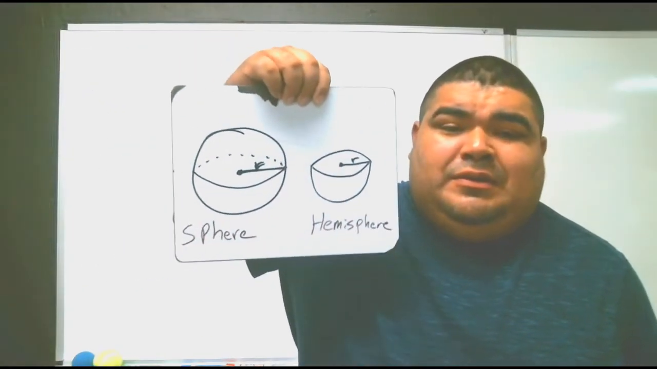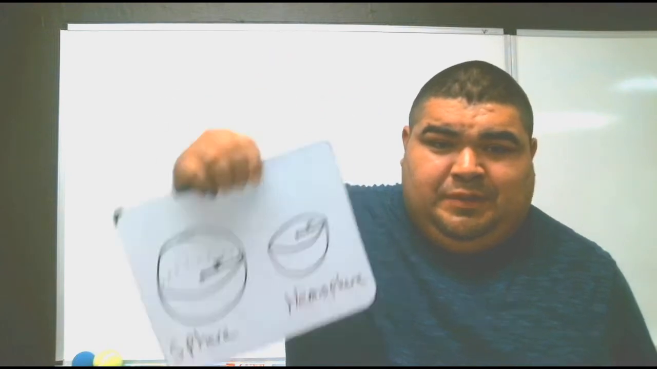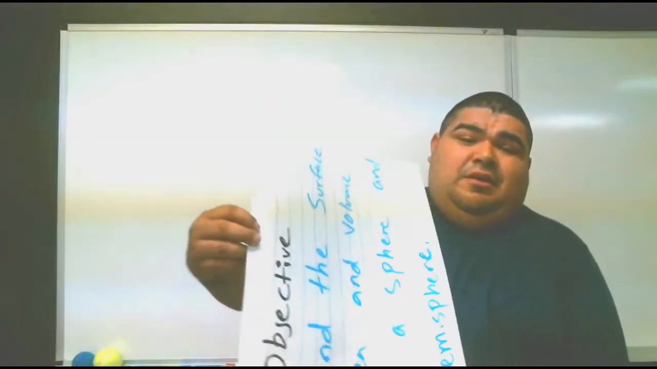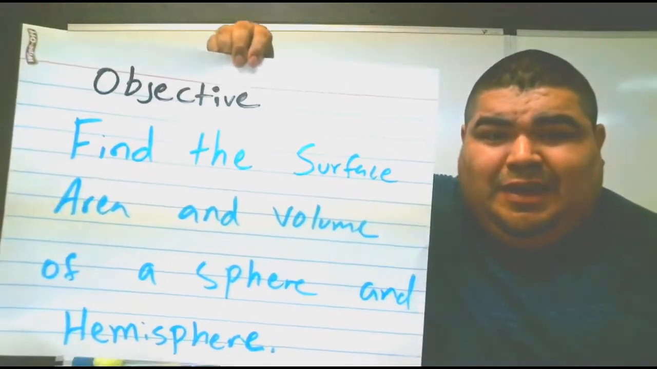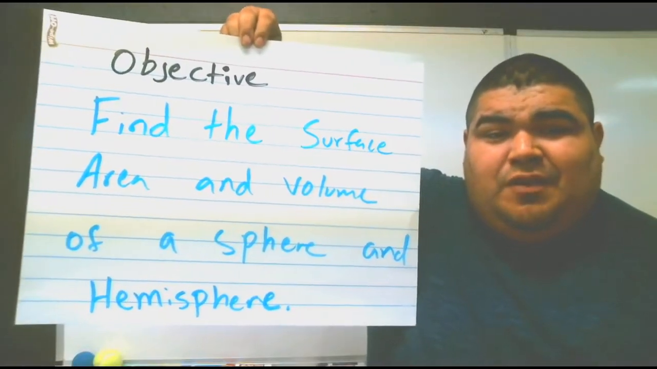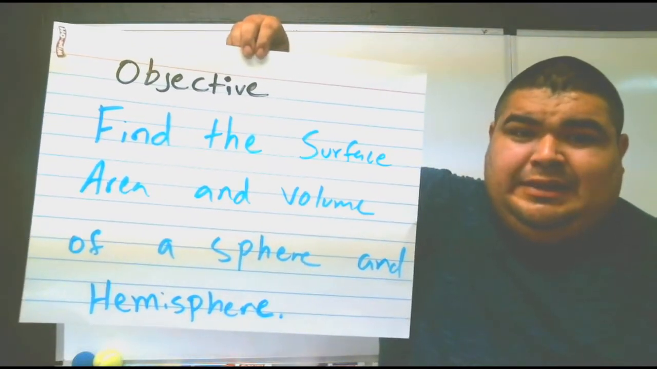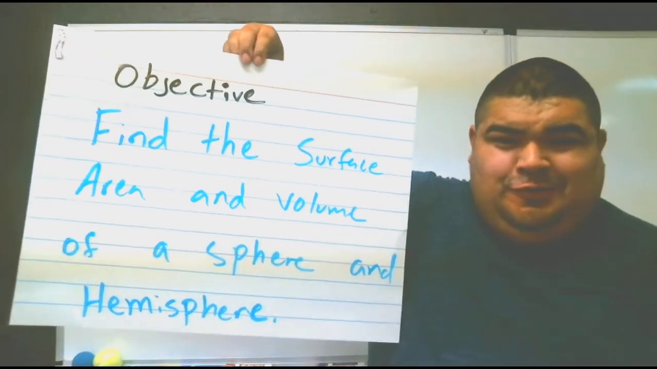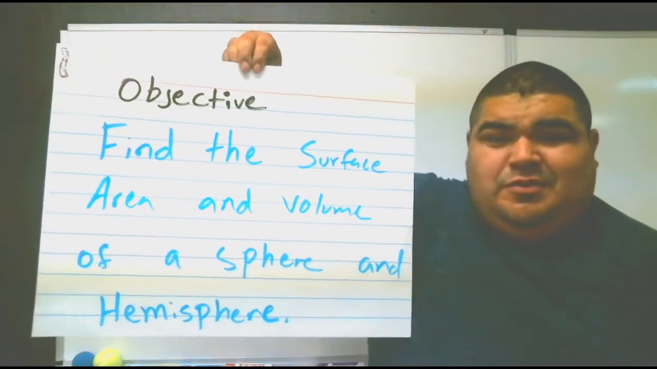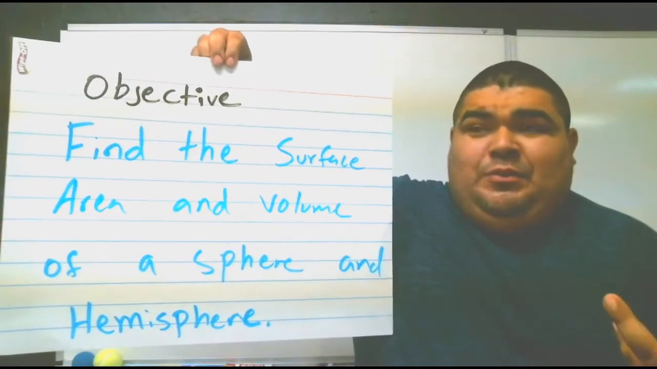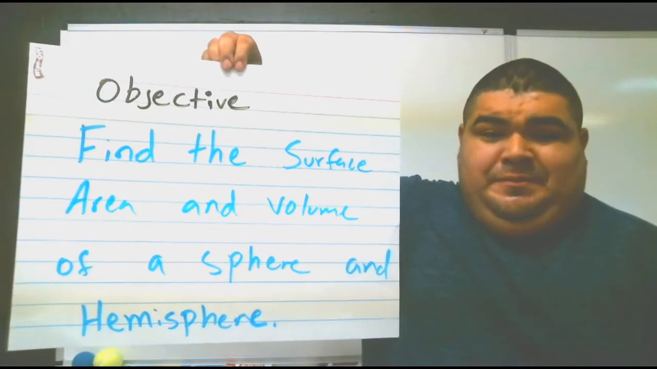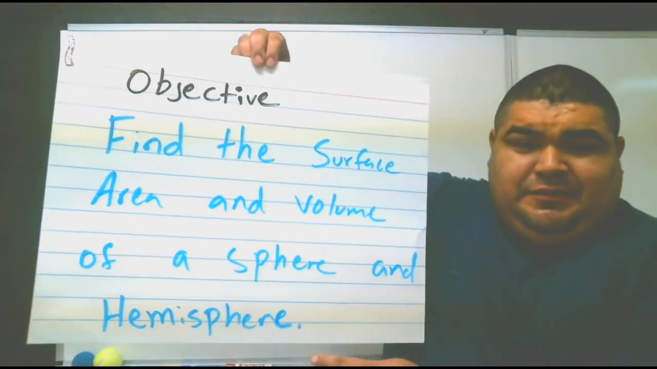All right, now that you know how a sphere and a hemisphere look, we can get into today's concept. Our objective for today is to find the surface area and volume of a sphere and hemisphere. Hint, hint, we're looking for two things, the surface area and the volume of, I wouldn't really say two different items, but a sphere and a hemisphere. It's just the same thing, just cut in half.